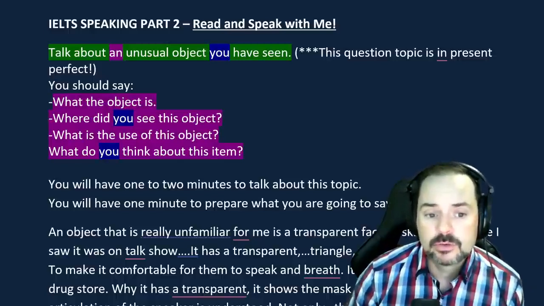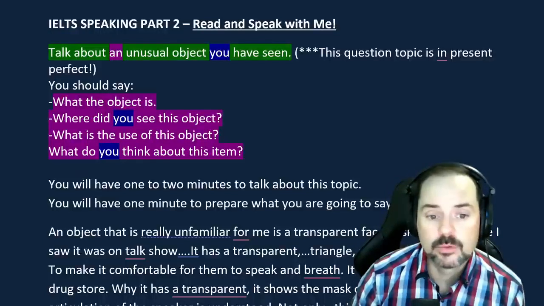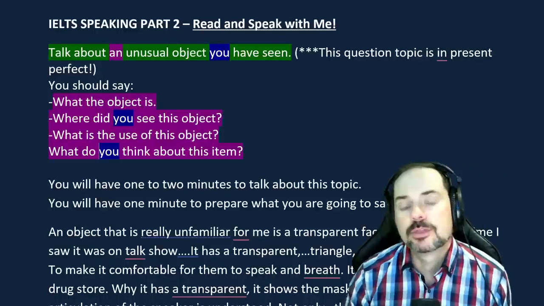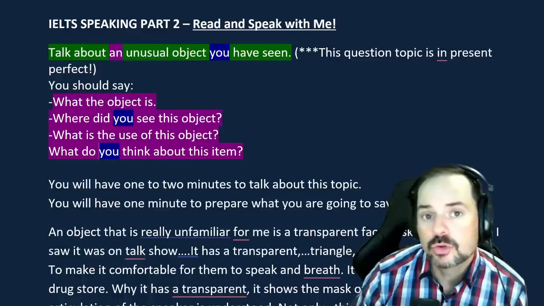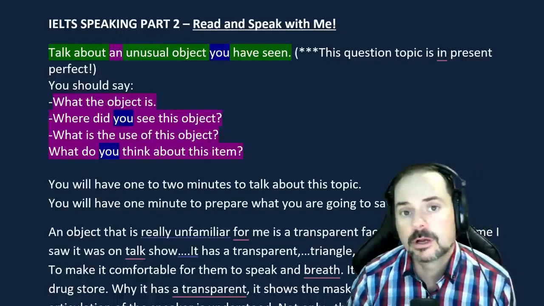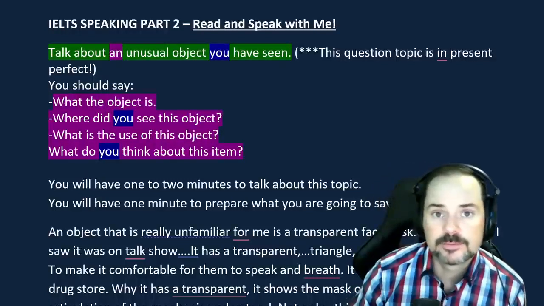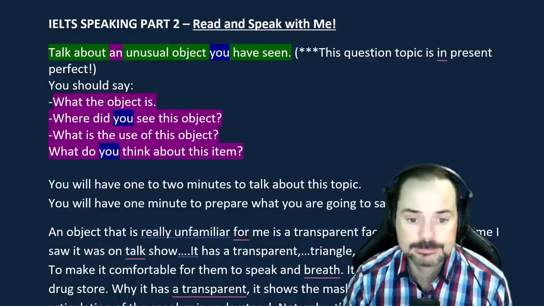However, this first question here, what the object is and what is the use of the object, that's third person. It's not saying what do you use it for, or what is your object. So it's more third person. So here you can use a combination, and that's typical for part 2 speaking, a combination of the first person and third person. Just stay away from the second person voice, okay?